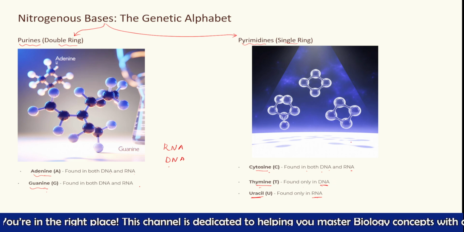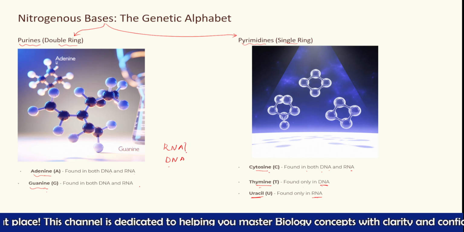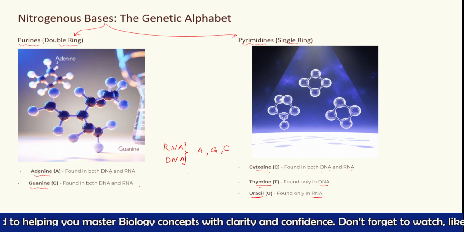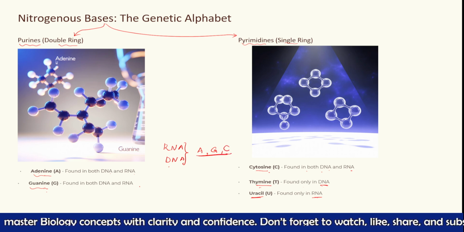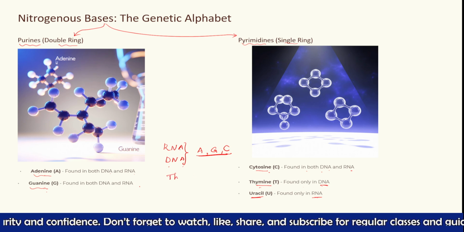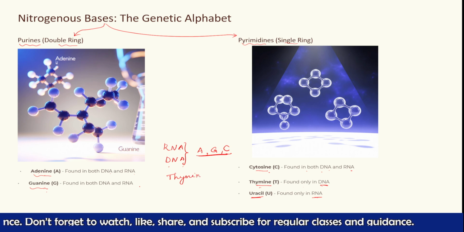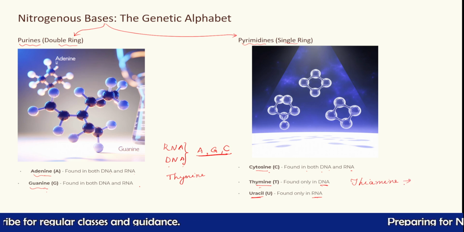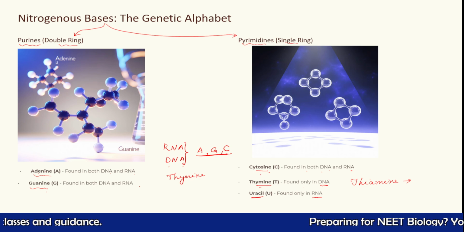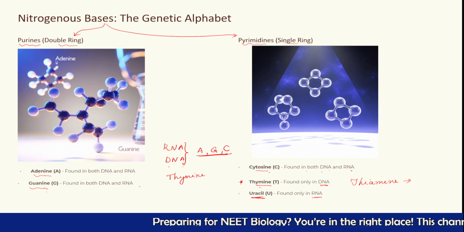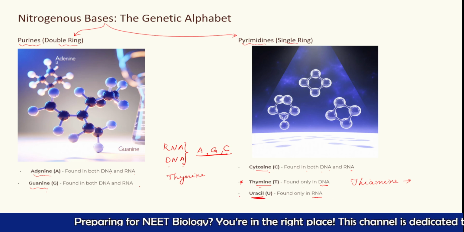So which are the nitrogen bases common to both DNA and RNA? Adenine is there, guanine is there, and cytosine. These three are present in both the nucleic acids, RNA and DNA. But thymine, you have to check the spelling of thymine. There is one more, thiamine, Thiamin, that is different. It is a vitamin B complex. Here the spelling is thymine. So thymine is found only in DNA, very, very important, okay? And then uracil is the nitrogen base which is present only in RNA.